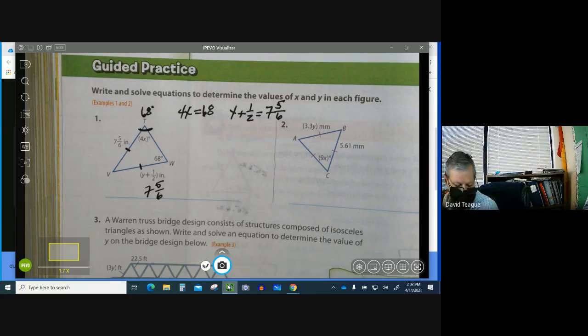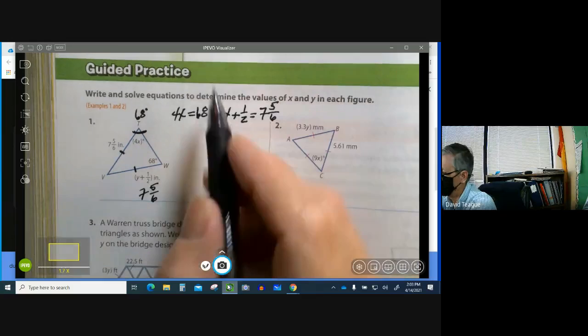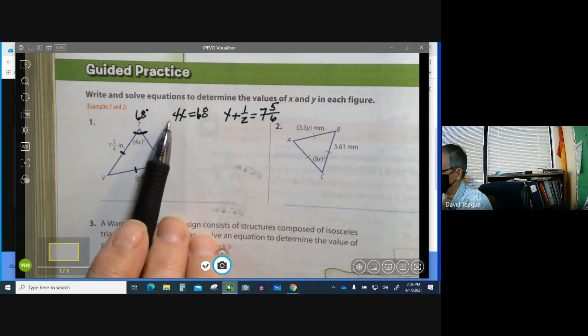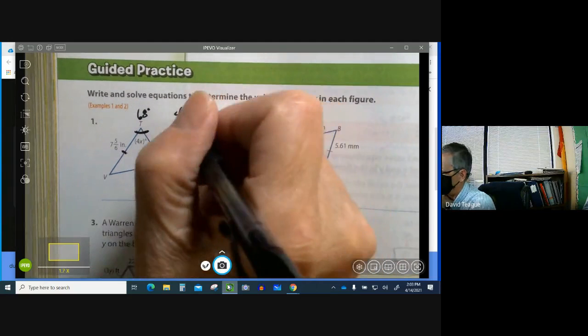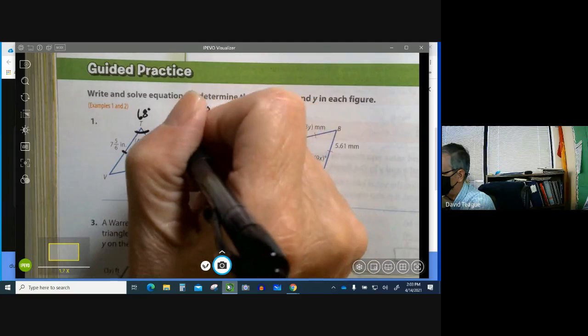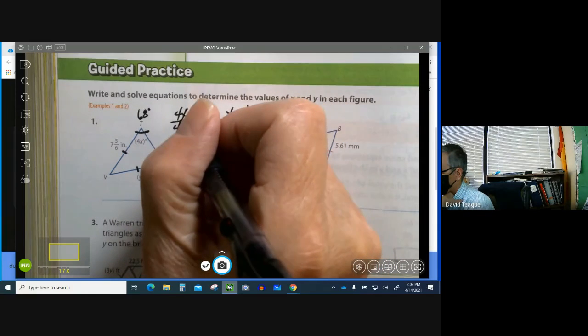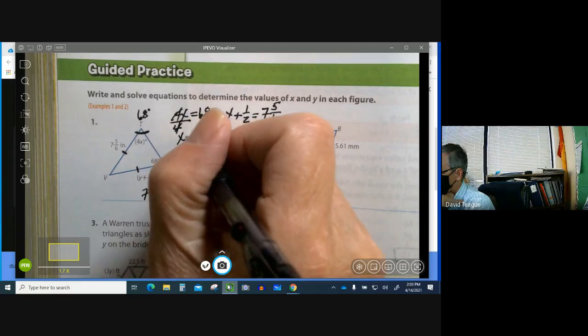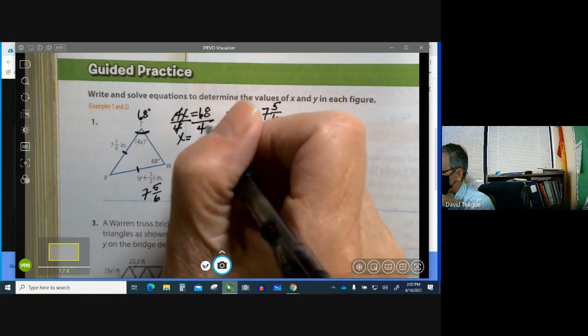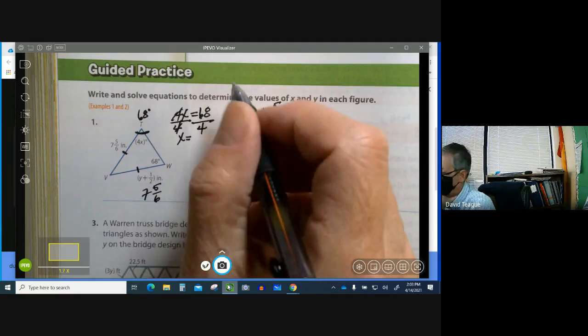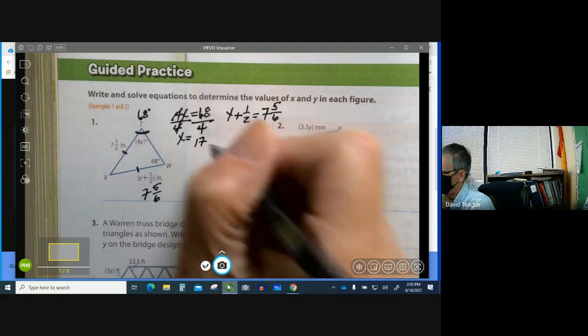Hey Google, stop. Okay. So my equation to find x is 4x is equal to 68. I've got multiplication going on there. I'm going to divide to get rid of the 4. These cancel out and leave me with x. I divide 68 by 4, and I get 17.